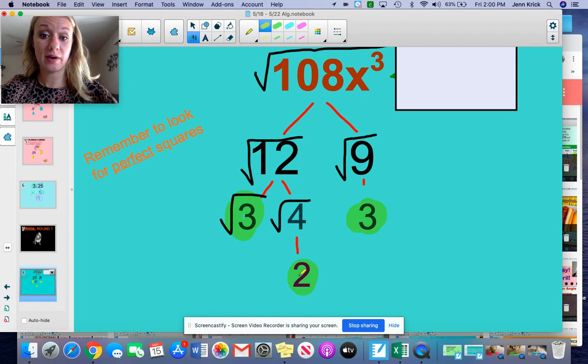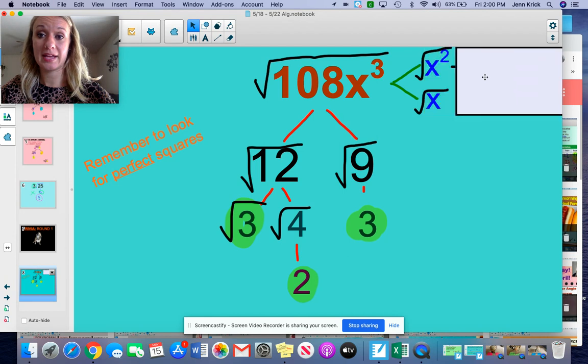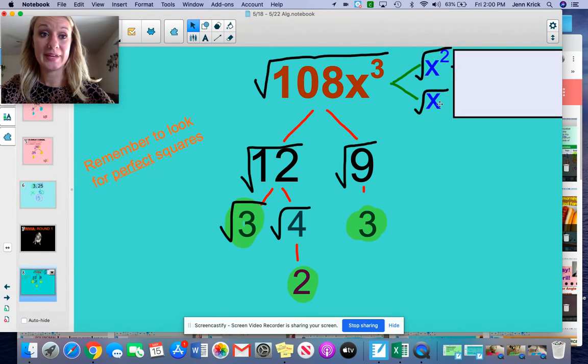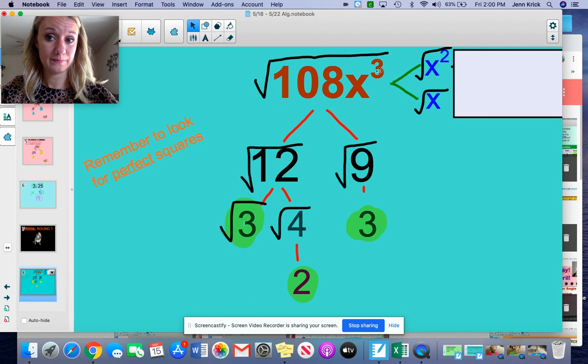So as of right now, I've got a 2, a 3, and a rad 3. That takes care of simplifying 108, and then I'm going to show you how to consolidate all of them together. But I want to do the variables first. This is very important. When we have x to the third power, I can rewrite that as x squared times x. Because when you multiply bases with exponents, we actually add them. So if you look, 2 plus 1 would give me 3.